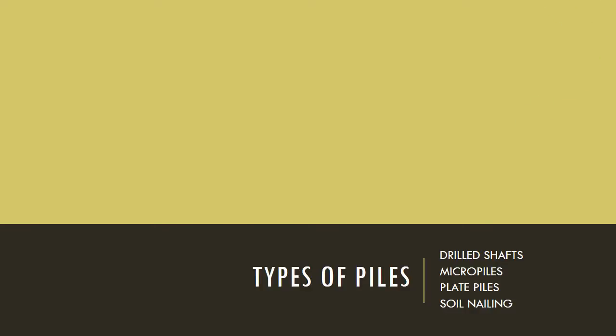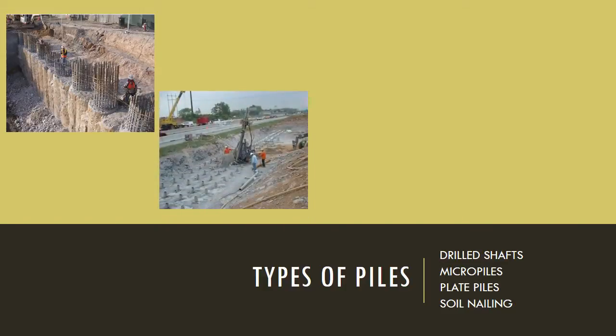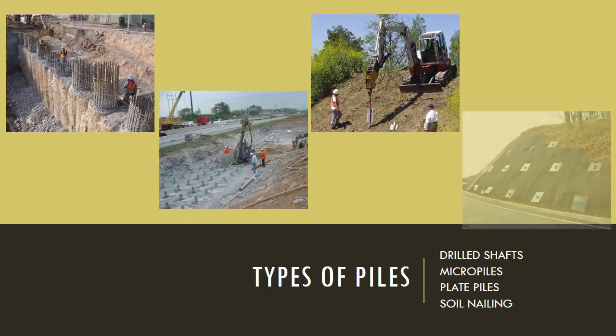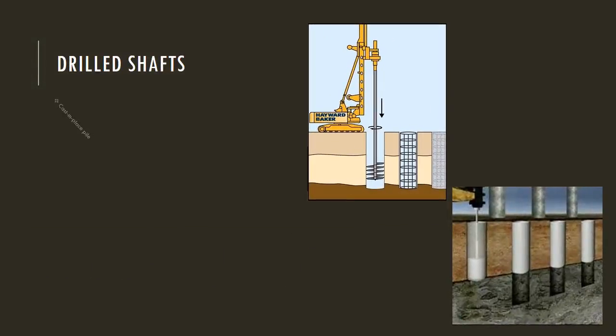Typical types of piles used for slope stabilization include drilled shafts, micropiles, and plate piles. Soil nailing is another related method of stabilization which will be discussed. Drilled shafts are cast-in-place concrete piles which are poured into a bored cylindrical hole. This process is shown in the figures on the right side of the screen.